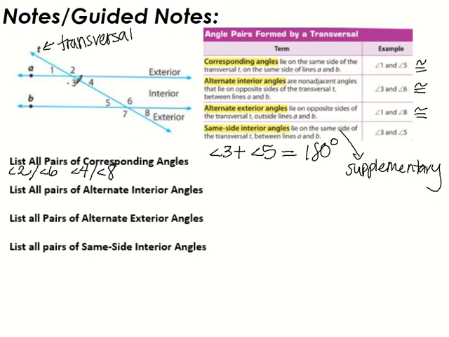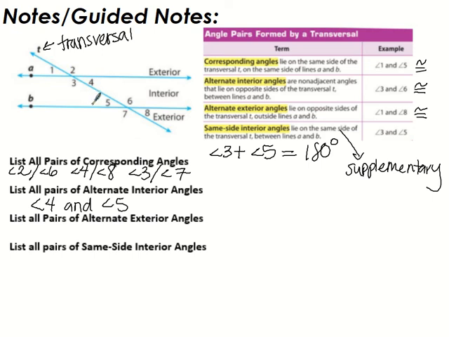Okay, they already gave us 1 and 5, so then that leaves us angle 3. It's underneath and on the left, so is angle 7. Those are all corresponding angles. All right, list all pairs of alternate interior angles. They already gave us 3 and 6, so the only left pair is angle 4 and angle 5. They're the only ones left on the inside, and they're also the ones that are opposite of each other.